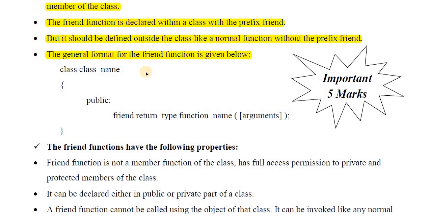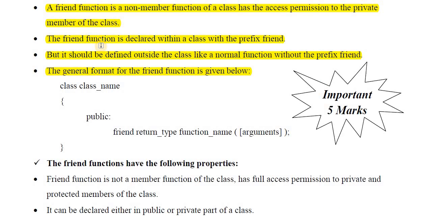So general syntax, how to create a friend function. As already we studied in definition, friend function is always declared inside class body. So this is a class, class keyword and class name, and this is opening flower bracket and this is closing flower bracket. Inside this bracket, this is the body of the class. Inside body we have to declare friend function using friend keyword. So friend keyword, then this is normal return type, function name, argument list.